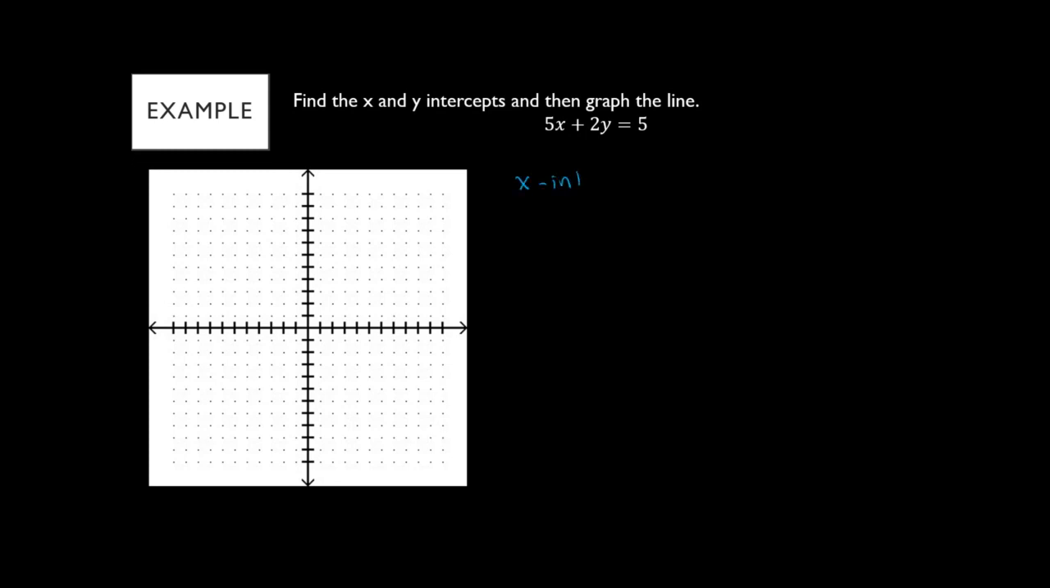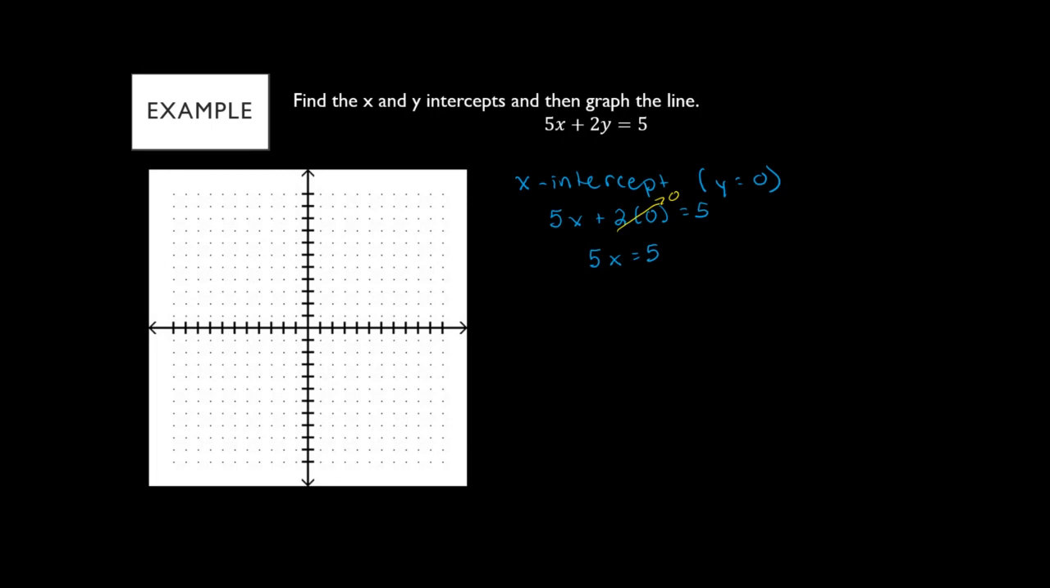So for the x-intercept, we want to solve for x, so y is going to be equal to 0. So I'm going to take the equation that we have, 5x plus 2y equals 5, and I'm going to replace y with 0. So we get 5x plus 2 times 0 equals 5. Now 2 times 0 is 0, so that part just kind of disappears. And so we're left with 5x equals 5.